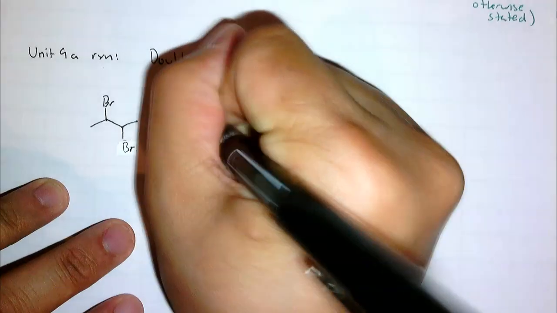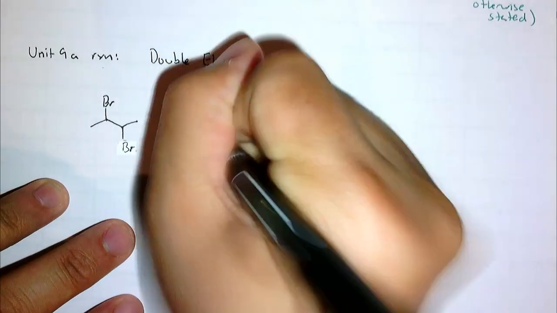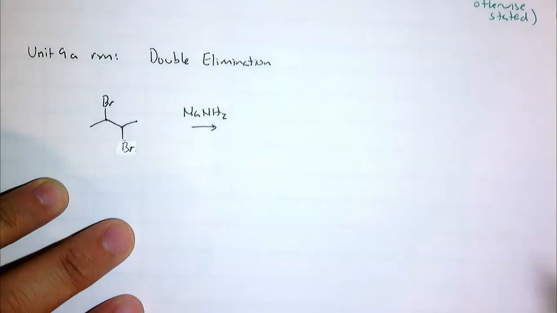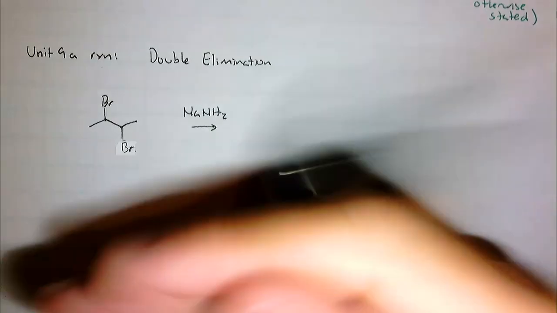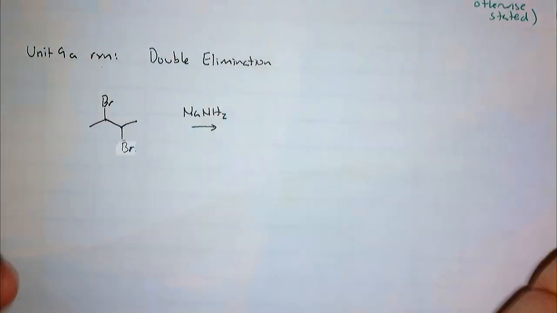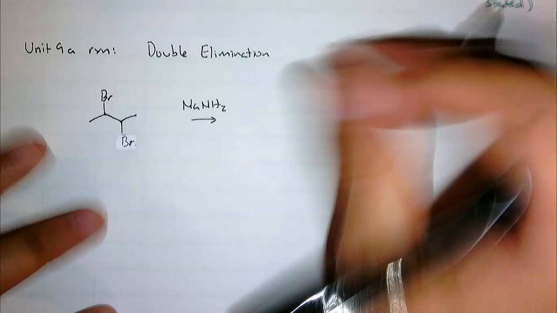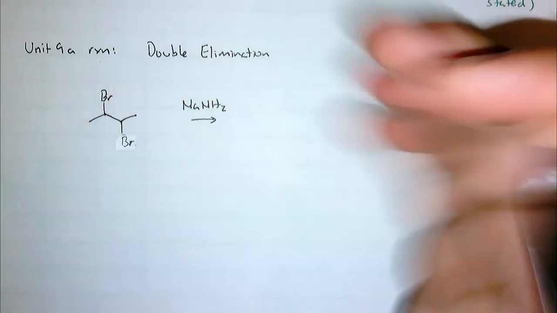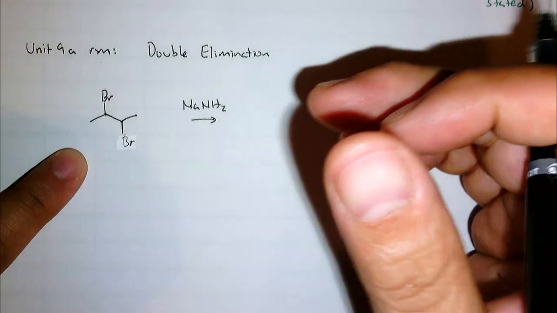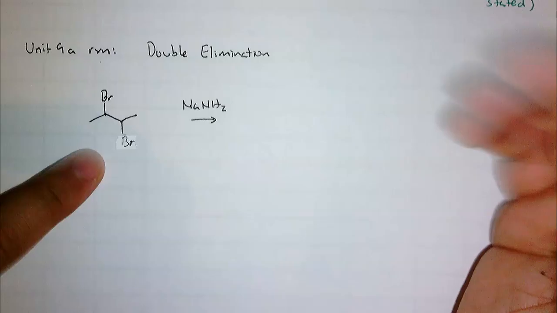Okay, and the base we're going to use is NaNH2. And that is the preferred base. Could you use something like NaOH? You could, but we want to use a very strong base. Since we're doing a double elimination, we want to make sure that all the starter material gets eliminated. The BRs and the hydrogens get eliminated.